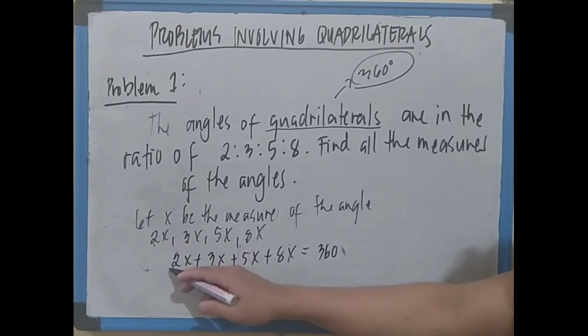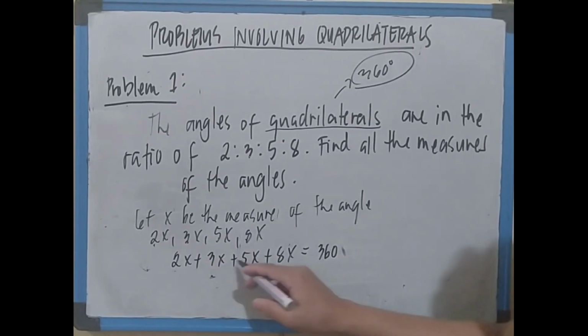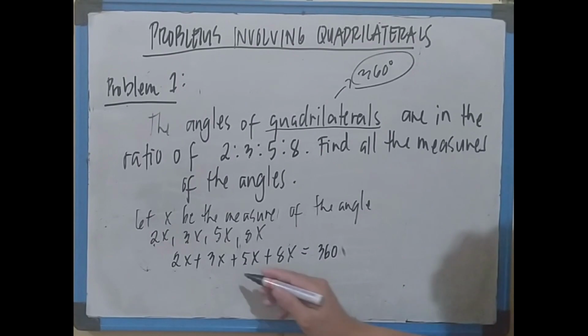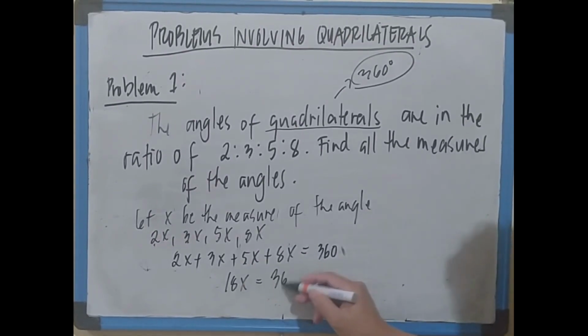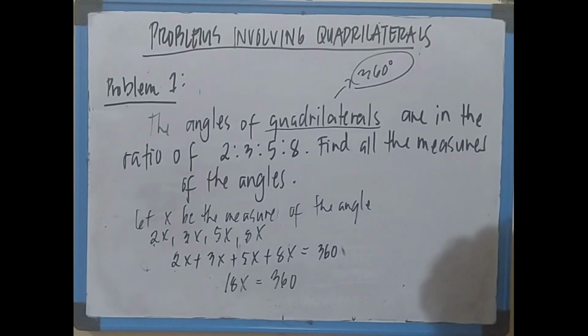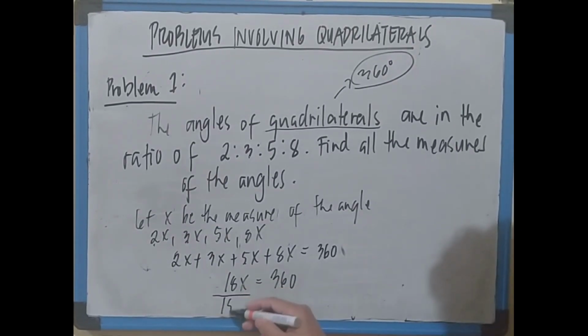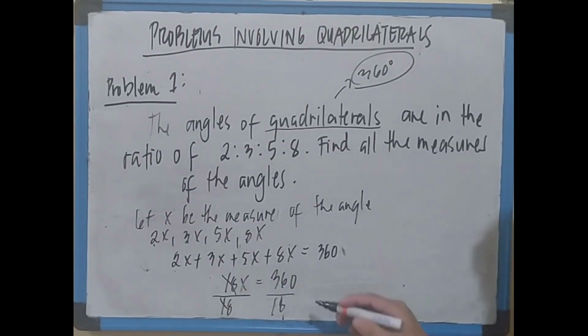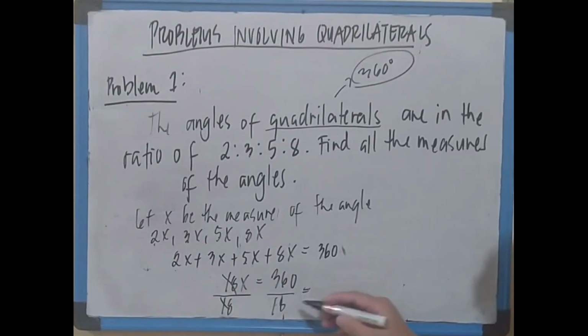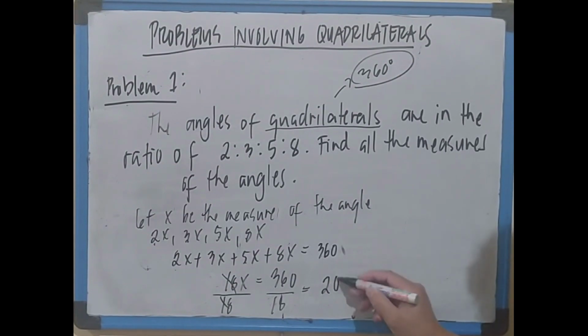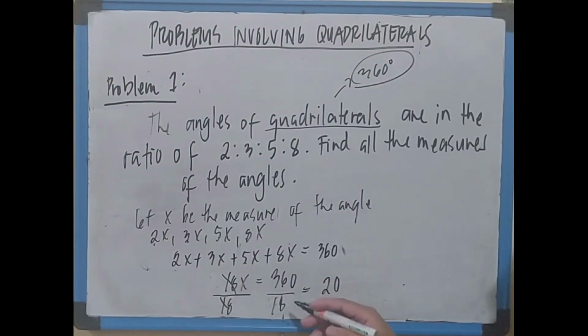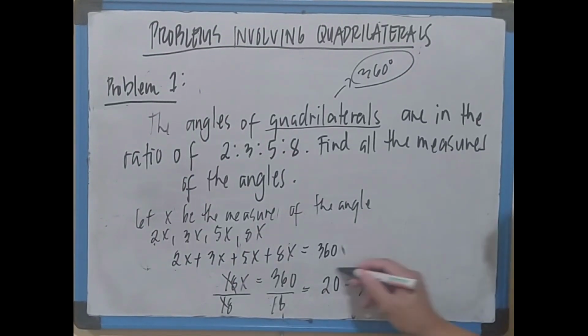Okay? So, addition lang, 2 plus 3 is 5, plus 5 is 10, plus 8 is 18. So, we have 18x, that is equal to 360 degrees. So, kapag divide natin siya by 18, then 360 divided by 18 is 20. So, x now is equal to 20.